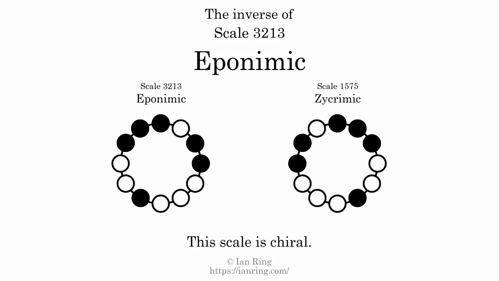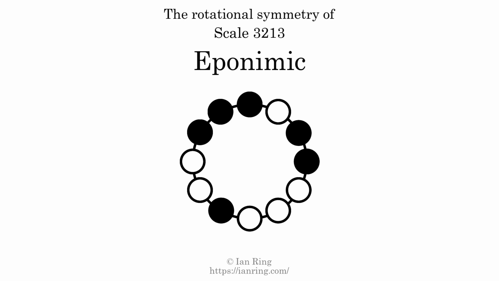The inverse of a scale is a mirror image. It is what you get when the sequence of intervals is reversed. The inverse of this scale is scale 1575, also known as zychrimic. This scale is chiral. It cannot transform into its inverse by rotational transformation. This scale has no rotational symmetry.